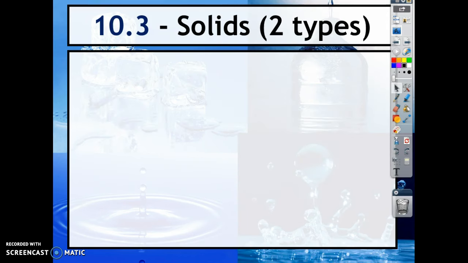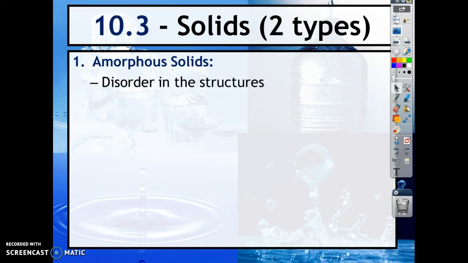Okay, so how about solids? We technically have two types of solids here. The first being what we call an amorphous solid. This means it has disorder in its structure. In other words, it's not perfect throughout. So if you think about glass, sometimes you can see an imperfection in there. That's because it's an amorphous solid.